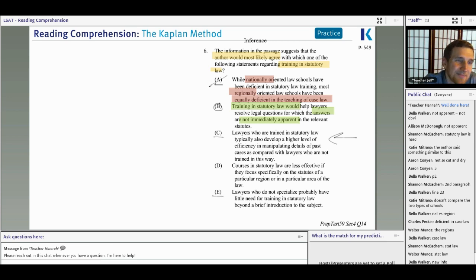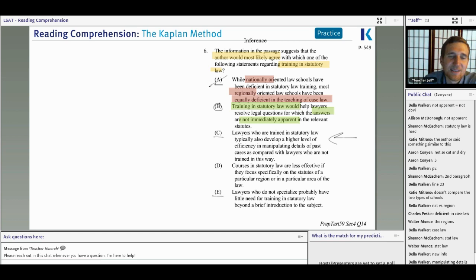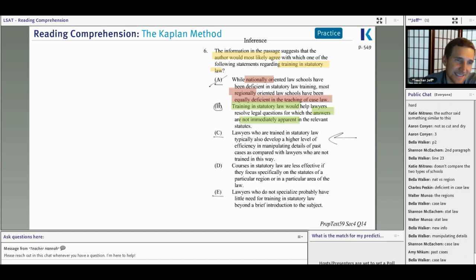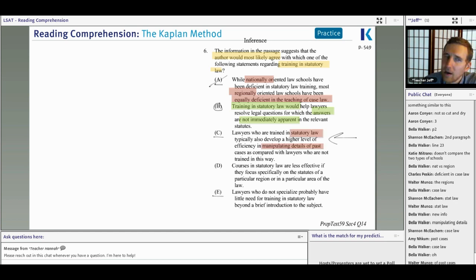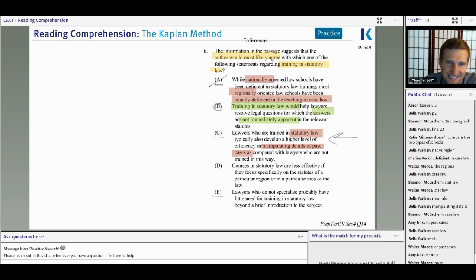New info about what? What does it bring up info about that we were just discussing? It brings up info, manipulating details of what? Of past cases. Wait a second. Did we ever say that training in statutory law will make you more boss at past case analysis? No, that didn't happen, right? So I just hope you're seeing again the trend, the through line here, that they keep bringing up case law and talking about it incorrectly. You see that happen in A and C, as well as other questions we've done.